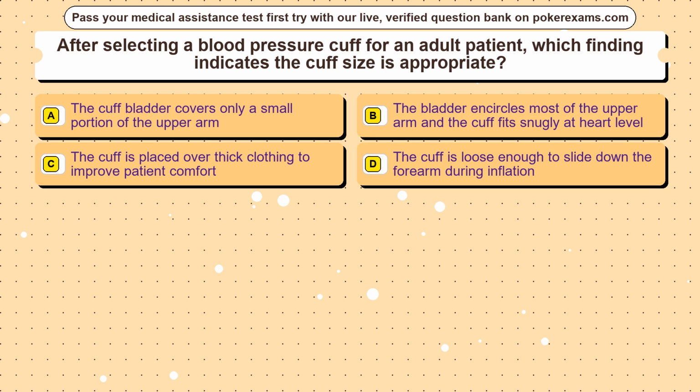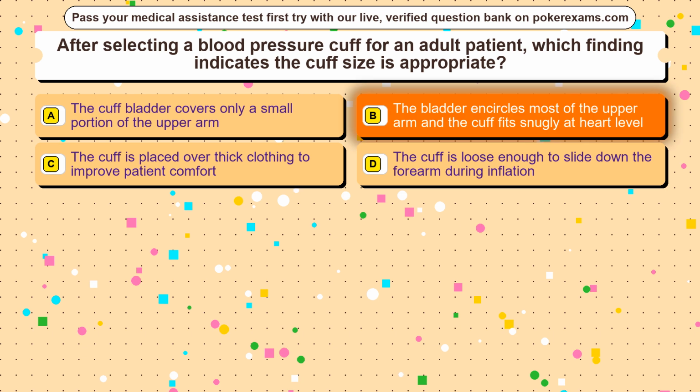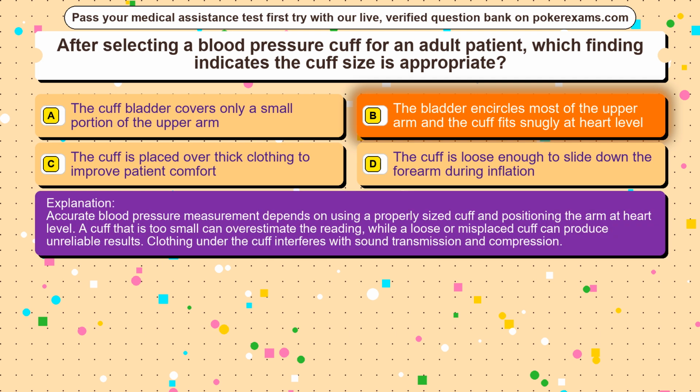Option C, the cuff is placed over thick clothing to improve patient comfort. Option D, the cuff is loose enough to slide down the forearm during inflation. The correct answer is option B, the bladder encircles most of the upper arm and the cuff fits snugly at heart level. Accurate blood pressure measurement depends on using a properly sized cuff and positioning the arm at heart level.